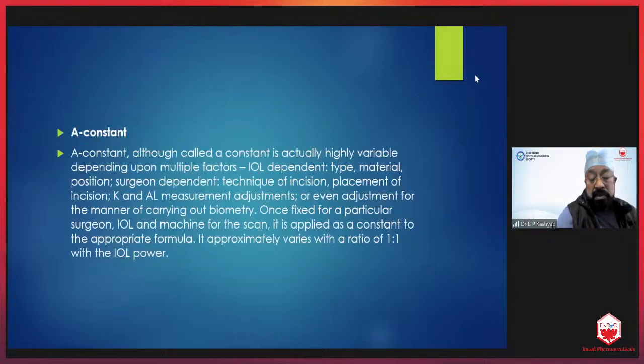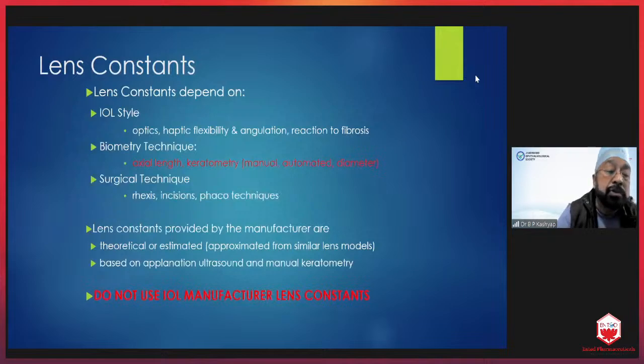And this is a constant. Everybody knows what a constant is in the IOL packages, and one has to be very, very careful. You can start with that. So the IOL lens constant depends on the IOL style. What are the optics? What are the haptic flexibility and its angulation? The reaction to fibrosis and the biometry technique also affect the lens constant, the axial length, and the keratometry, whether it's manual or automatic.